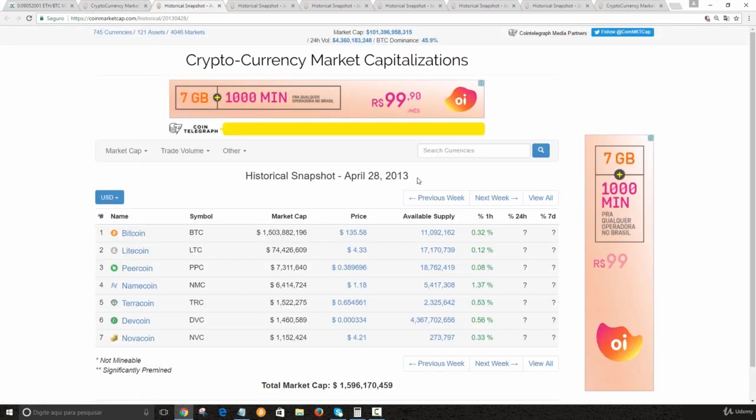For starters, still in 2013, Coinmarketcap started monitoring the currencies. First of all, there weren't as many currencies as we have today, with such an enormous trading volume, and they monitored only these cryptocurrencies: Bitcoin, Litecoin, Peercoin, Namecoin, Terracoin, Devcoin, and Novacoin. Time went by, and the number of digital currencies increased.